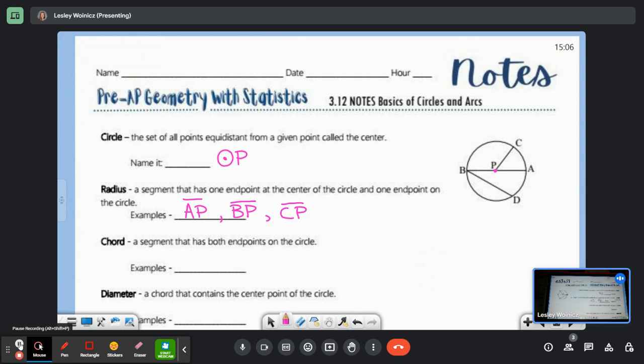Is the first one named radii? Where does it say name it? Nope. It doesn't say. Just circle P. It says example, not name it. Are you still on video? Can you stop?